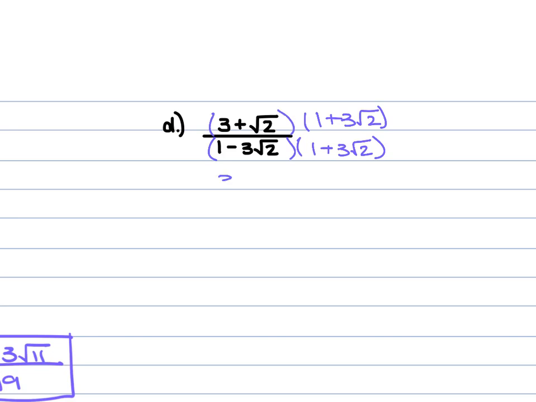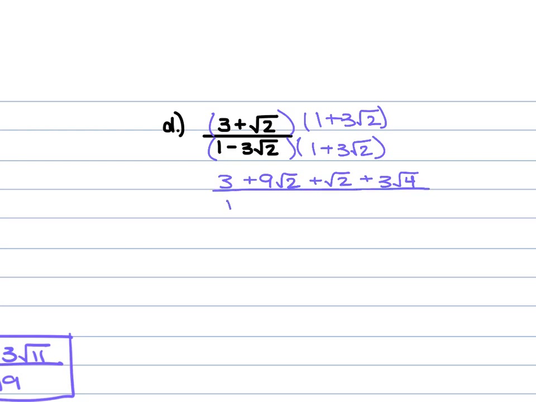So 3 times 1 is 3. 3 times 3 square root of 2 is 9 square root of 2. The square root of 2 times 1 is square root of 2. And square root of 2 times 3 square root of 2 is 3 square root of 4. This is going to go all over.